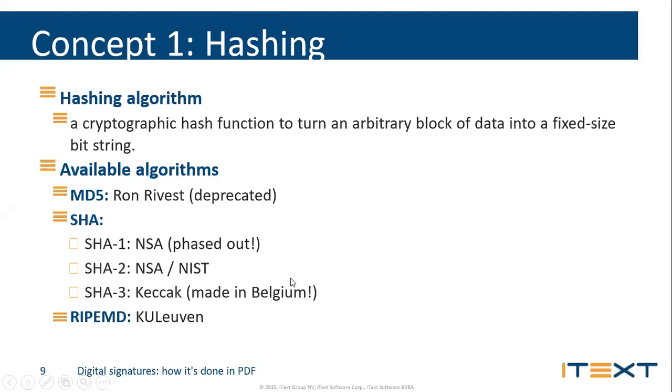So what is a hashing algorithm? It uses cryptographic hash functions to turn an arbitrary block of data into a fixed-size bit string. The available algorithms are MD5, SHA-1, SHA-2, SHA-3, from the NSA and NIST, and so on. These are the algorithms that you are going to learn.